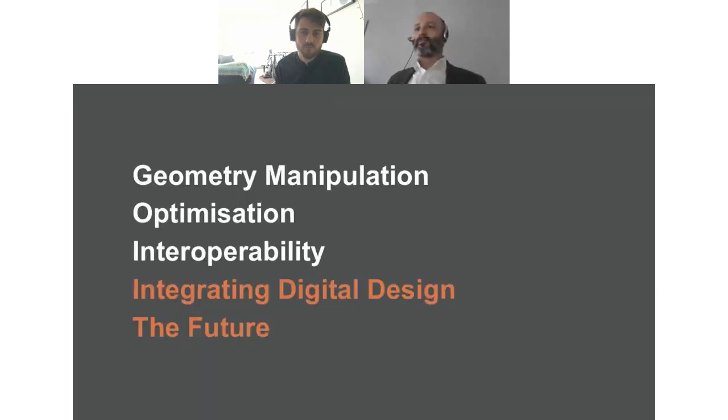So the following introduces three themes: geometry manipulation, optimization, and interoperability. Sam and I will discuss a few quick case studies under each of these headings to illustrate how digital design tools and methods are changing the way we do things. And then following this, we'll talk briefly about the approach to digital design at Eckersley O'Callaghan, and then close with a bit of speculation on the future.